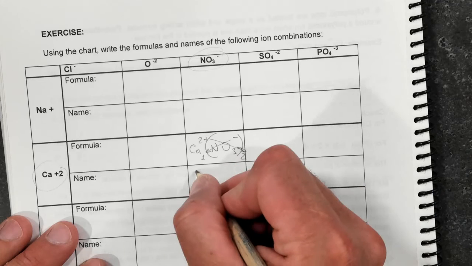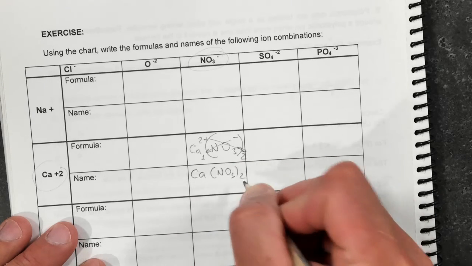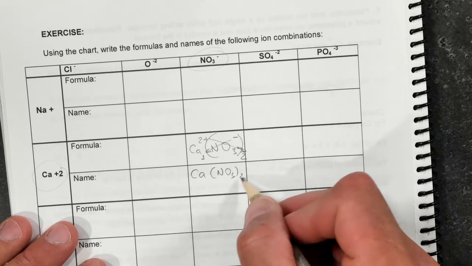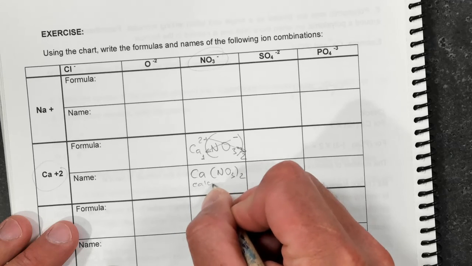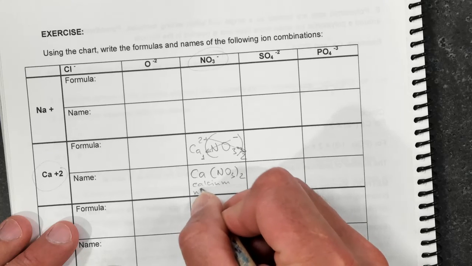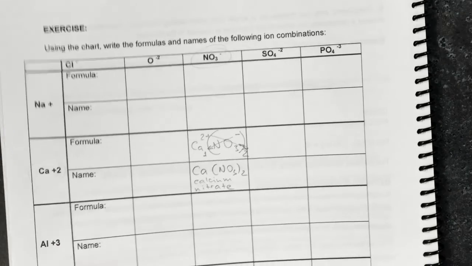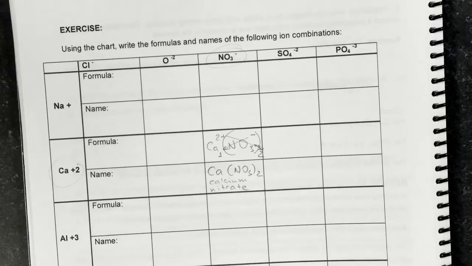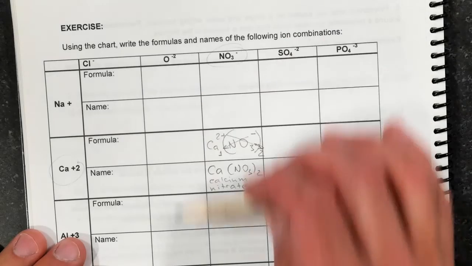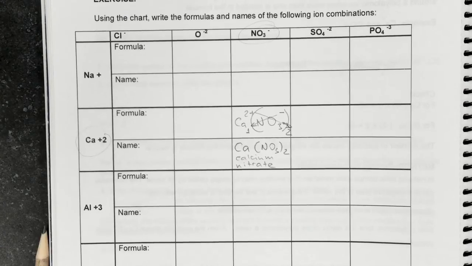So the final formula will be calcium NO3 taken twice, Ca(NO3)2, and the name will be calcium nitrate. Again, you can look up the name in this part of the book. So you have to fill out the entire table and submit it as part of this lab.